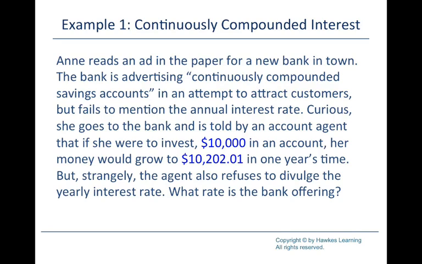Anne reads an ad in the paper for a new bank in town. The bank is advertising continuously compounded savings accounts in an attempt to attract customers, but fails to mention the annual interest rate. Curious, she goes to the bank, and is told by an account agent that if she were to invest $10,000 in an account, her money would grow to $10,202 in 1 year's time. But strangely, the agent also refuses to divulge the yearly interest rate. What rate is the bank offering?